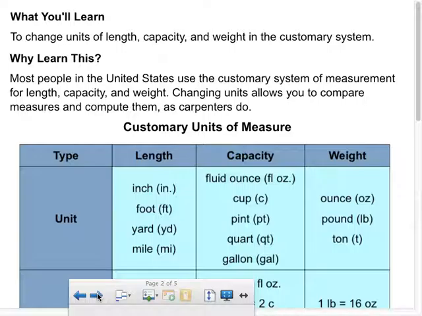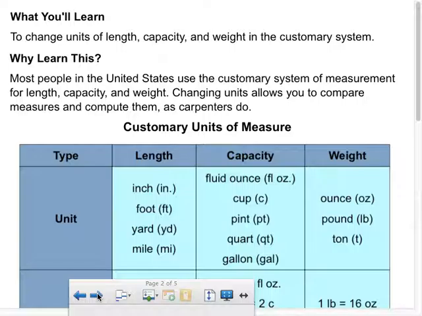To change units of length, capacity, and weight in the customary system. Why learn this? Most people in the United States use the customary system of measurements for length, capacity, and weight. Changing units allows you to compare measures and compute them as carpenters do.